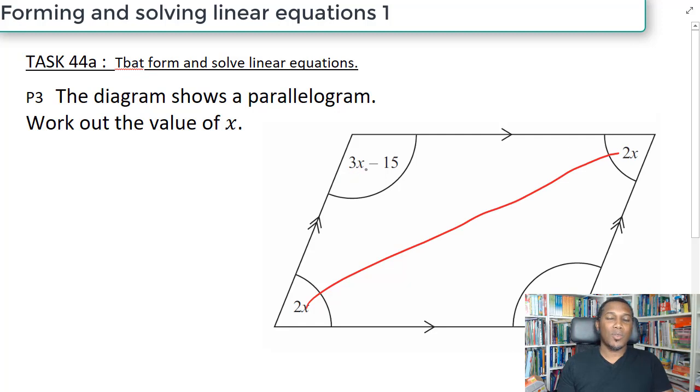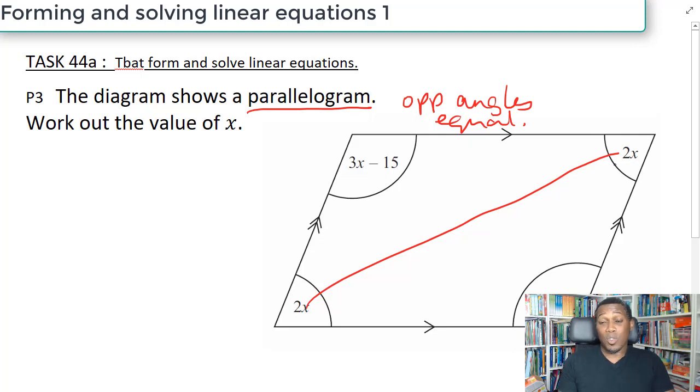I joined up the 2x and the 2x. What was I trying to tell you? Well, yes, all the angles in a parallelogram add up to 360 degrees, but the other angle fact about a parallelogram is that opposite angles are equal. It's a parallelogram, so opposite angles are equal. So actually, to find x, there's nothing we can do here.